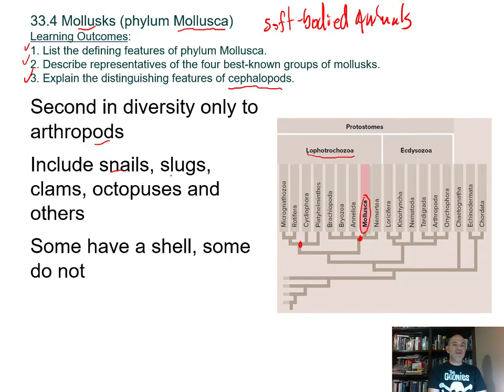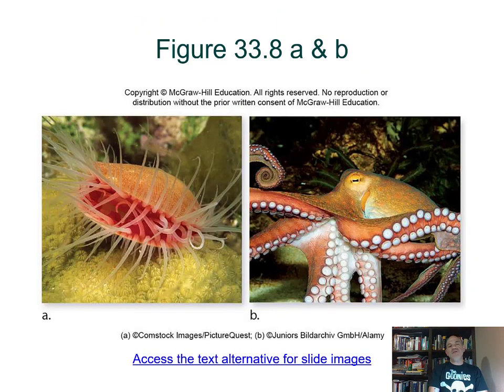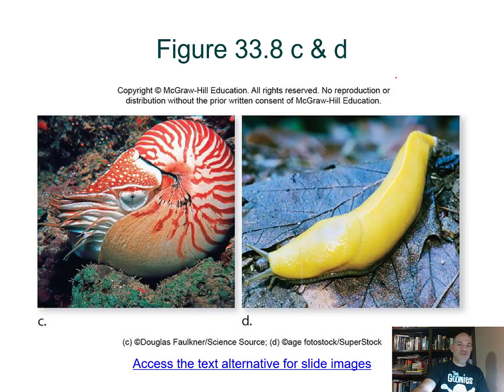They include snails, slugs, which are snails without a shell, clams, oysters, octopuses, squid. Some have a shell, some do not. Like an octopus does not have a shell, but a clam does. Okay, so you can see here this is a clam-like animal, probably a scallop. And it has 2 shells or 2 halves, so they call these bivalves. Here's an octopus. They call them cephalopods. So you have one with a shell, one without a shell.